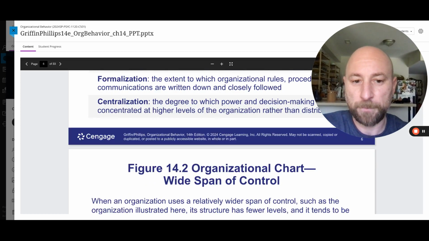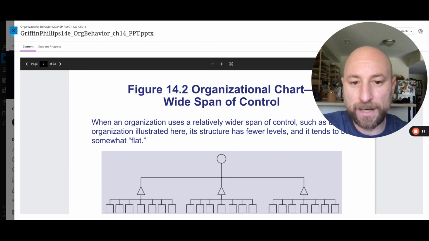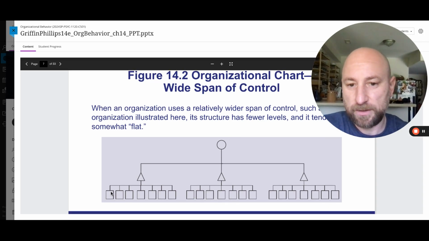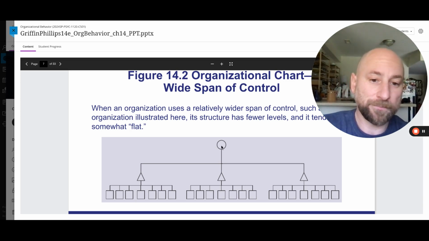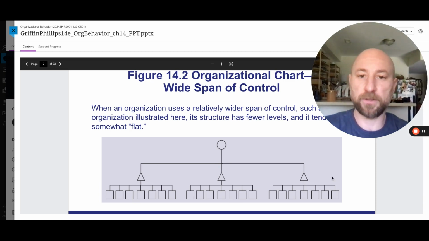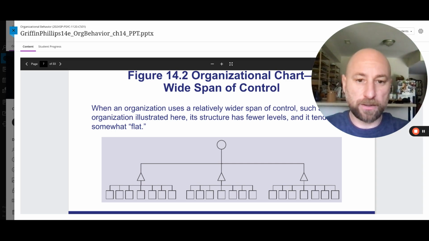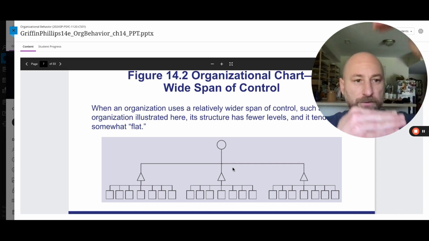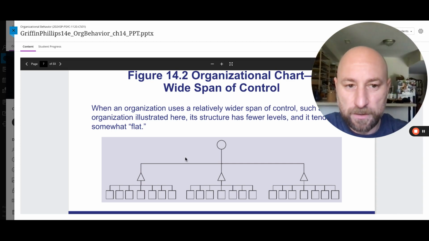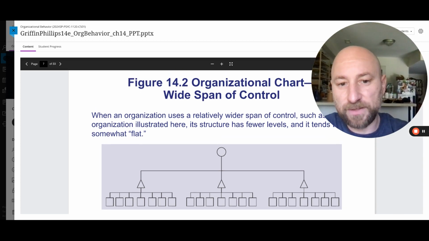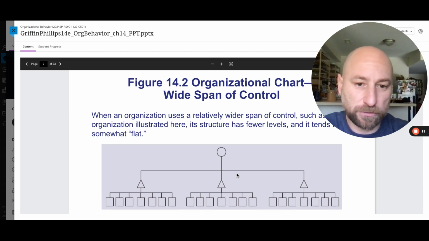So here we have an example of a wide span of control. So we now have fewer levels. Before, the associates here were basically one step away from the CEO, right? And there are more vice presidents, or whatever these people would be called. Could we call them different things? So this is a wider span. So the org chart is literally by definition wider rather than taller hierarchically. It has fewer levels and tends to be somewhat flat. This is also what you call a flat organizational structure.